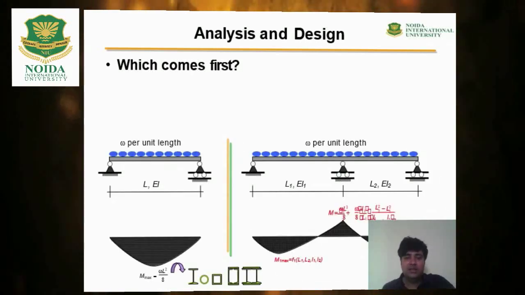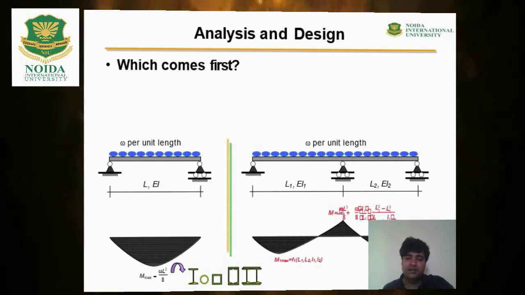Now we can see the analysis and design part, which comes first. You can see that we have two kinds of structure, the beam, which is having a UDL per unit length on a particular structure. So you can see clearly if you apply the load.